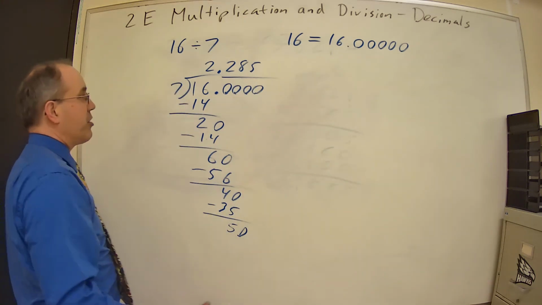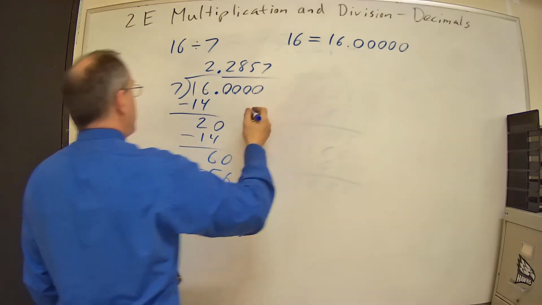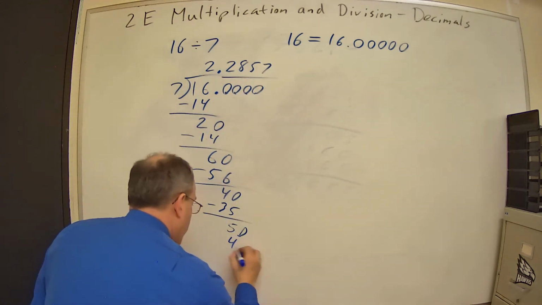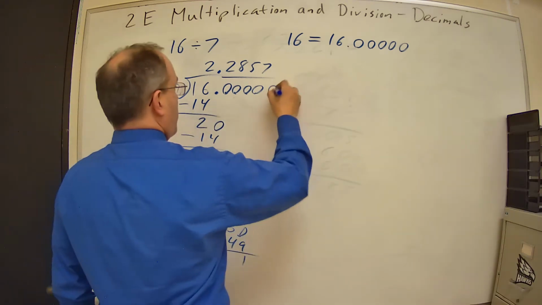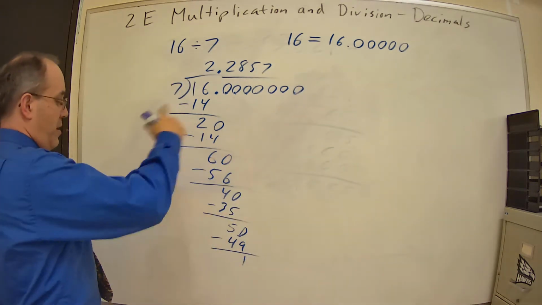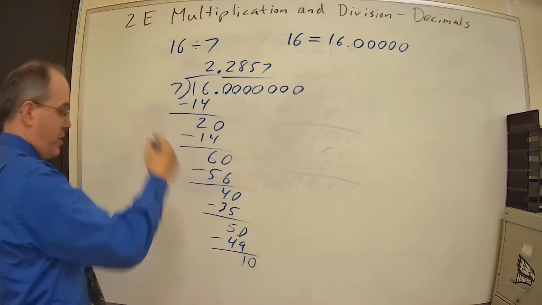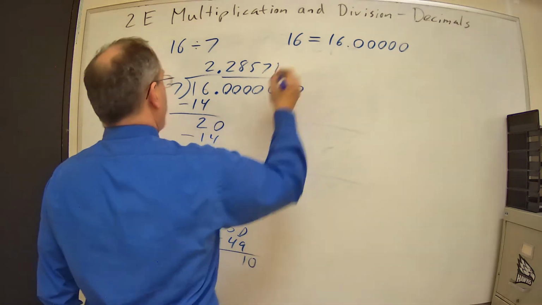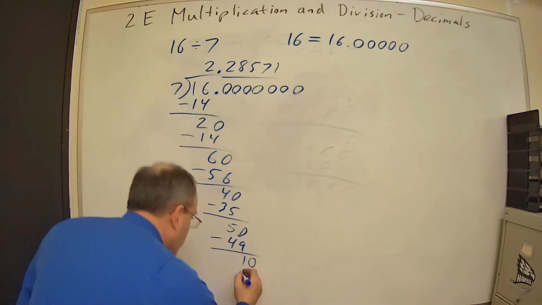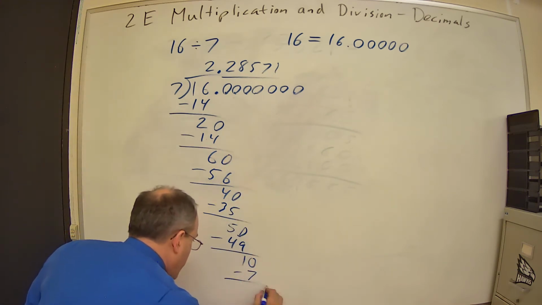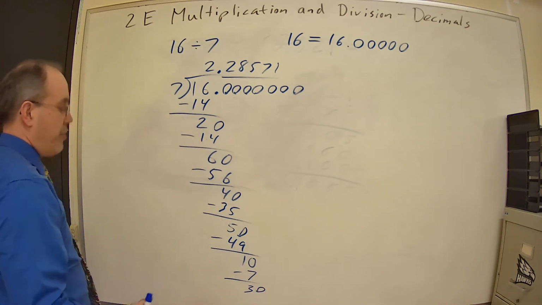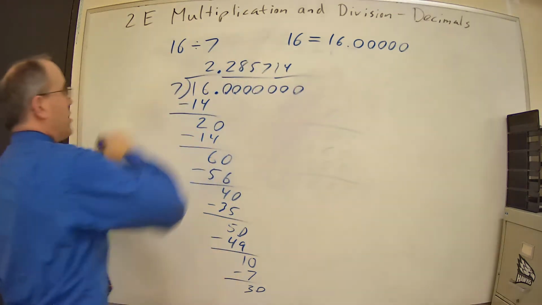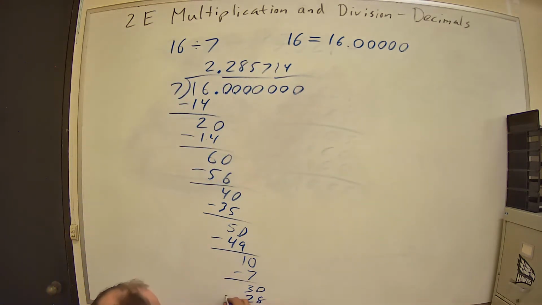Bring down the 0. How many times does 7 go into 50? It goes in 7 times. 7 times 7 is 49. Subtract, we get 1. Well, I've used my 4 zeros there, so I'm going to give myself some more. Bring down a 0. How many times does 7 go into 10? Once. 1 times 7 is 7, so we subtract and we get 3. Bring down 0. How many times does 7 go into 30? 4 times. 4 times 7 is 28. We subtract, and we get 2.